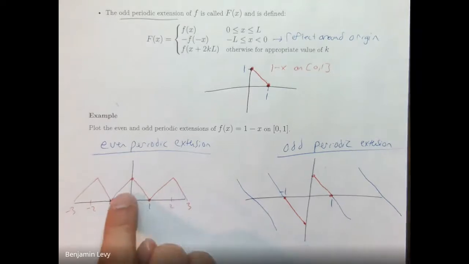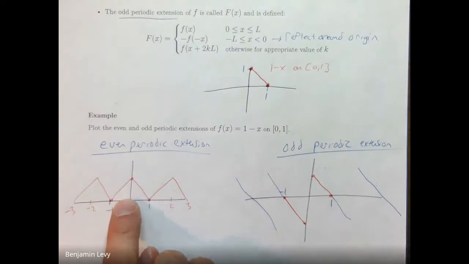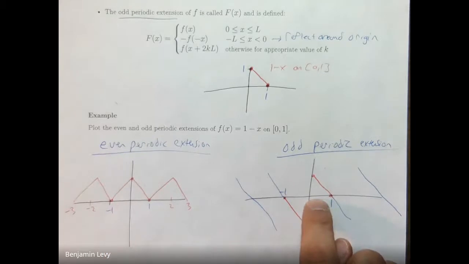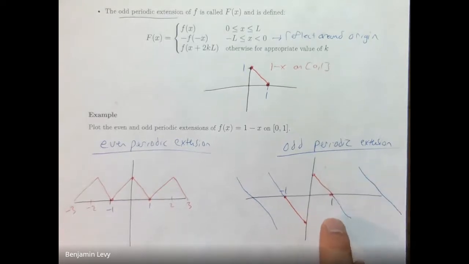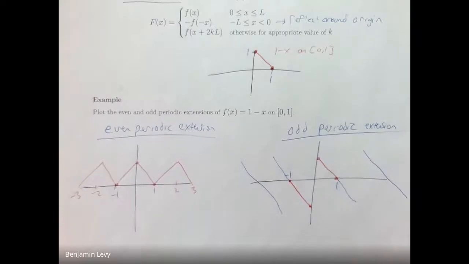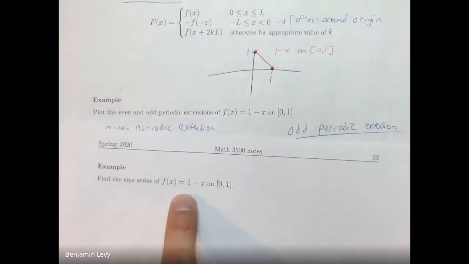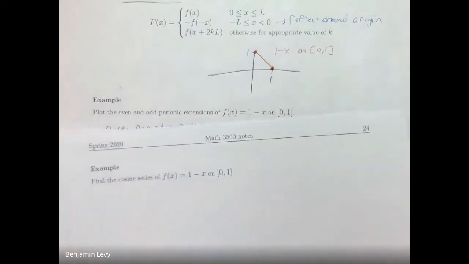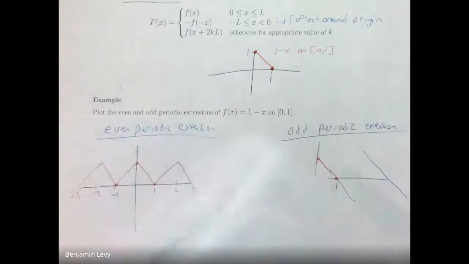So notice that this one is even, right? Because it's got symmetry with respect to the y-axis, and this one's odd because it's got origin symmetry. And so the odd one is going to end up being a sine series when we approximate it, and the even one is going to end up being a cosine series. So we're going to apply what we just learned. And that's what the next 2 pages are doing, right? It's saying find the sine series of this thing, and then find the cosine series of the thing. And that's what I was going to have folks work on for a minute.